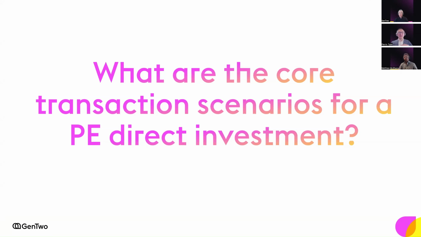Thank you very much, Tom. So what are the core transaction scenarios for a private equity direct investment? I guess the first scenario that comes to mind is that of a primary investment, i.e. a capital increase. That is where the target company would issue and allot new shares to the issuer, the SPV, which then by doing so would inject fresh capital into the business of the target company. So usually a capital increase is preferred when the target needs growth financing.